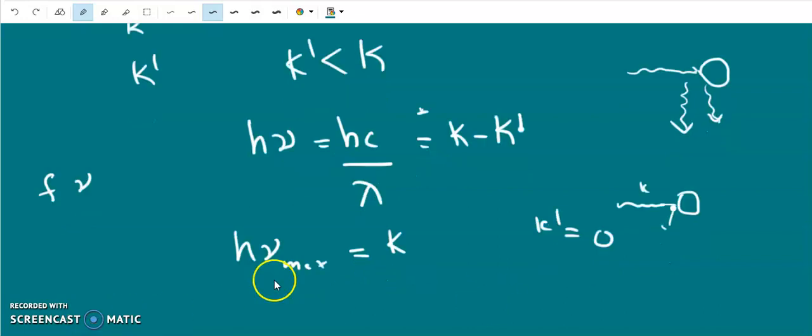K prime is 0. So maximum frequency nu max is K by h, and we know that when frequency is maximum, the corresponding wavelength is minimum, hc by lambda minimum.